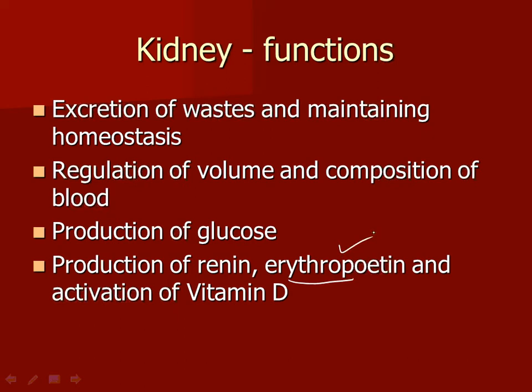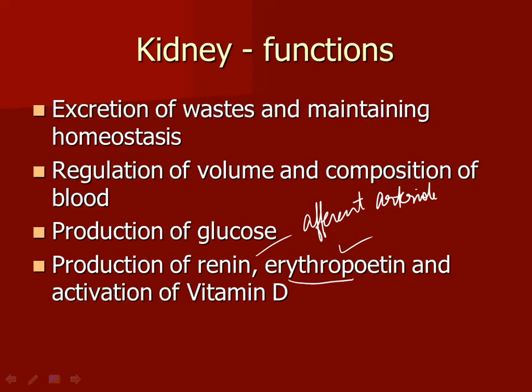Erythropoietin is something you've already seen. You remember erythropoietin, which we did when we were doing blood for erythropoiesis. In the kidney, and we'll see those arterioles later, there is an arteriole called the afferent arteriole that produces a hormone called renin. So the afferent arteriole produces renin.